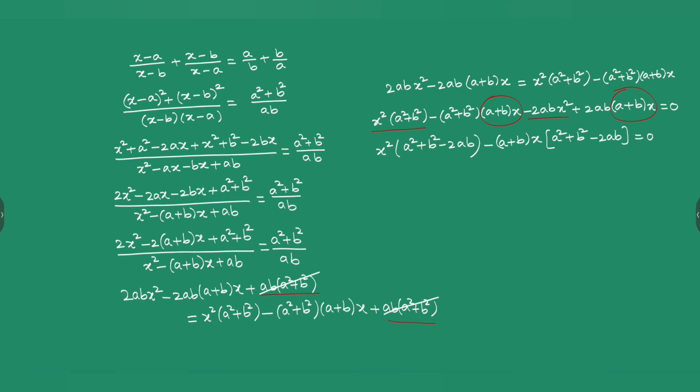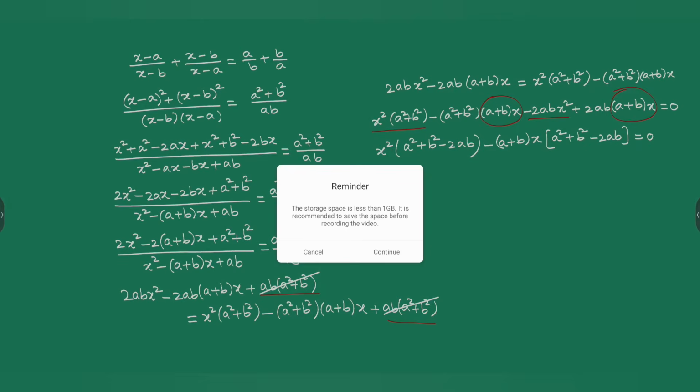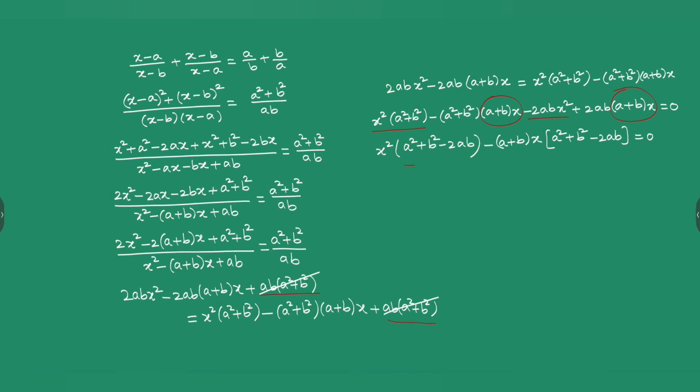Now if you observe, again we have a square plus b square minus 2ab common in both. We take a square plus b square minus 2ab common, that is nothing but a minus b whole square. In both we have a minus b whole square common. If you take a minus b whole square common, inside what will be left is x square minus of a plus b into x is equal to 0.